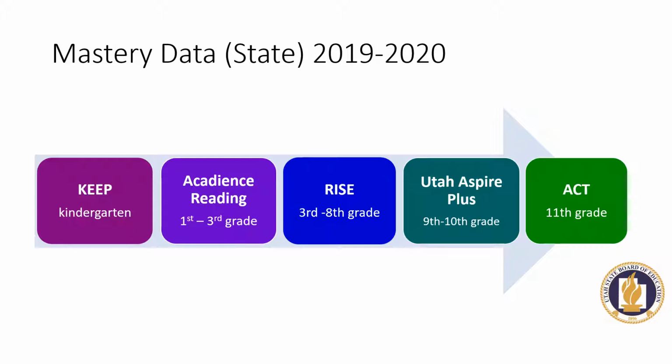So what kind of data should we be looking at? Generally speaking, any kind of assessment that measures student achievement and growth according to the Utah standards would be a valid assessment. But it might also be a good idea to look at what assessments the state is using and to see how students are performing on those assessments.